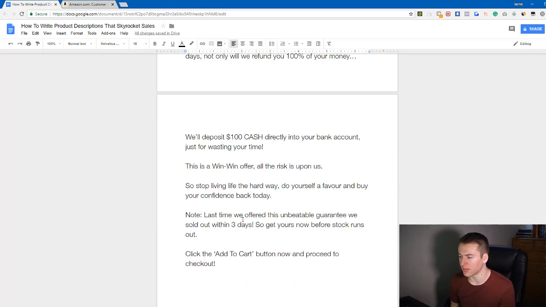Last time we offered this unbeatable guarantee, we sold it out within 3 days. So get yours now before stock runs out. So obviously you can see we've got a bit of a mix there between the scarcity with the product amount and the actual feel better about yourself urgency there. So it's a bit of a mixed bag, but it'll do well. And you can see, click the add to cart button now and proceed to checkout. So that basically sums up the call to action. So that sums up the entire process.